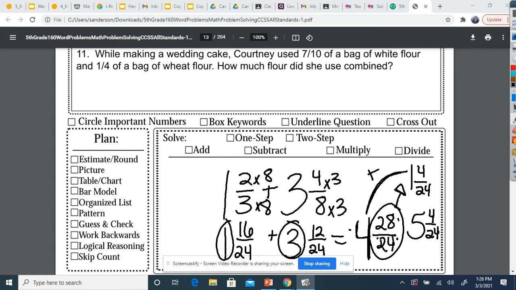So one more step. We have to look and see if our fraction can be simplified. Can 4 and 24 both be divided by the same thing? Yes, they can both be divided by 4. 4 divided by 4 is 1. 24 divided by 4 is 6. So my final answer, don't forget your whole number, is 5 and 1/6. That doesn't have anything to do with this problem. That's just a problem I made up. So 5 and 1/6 would be your answer.